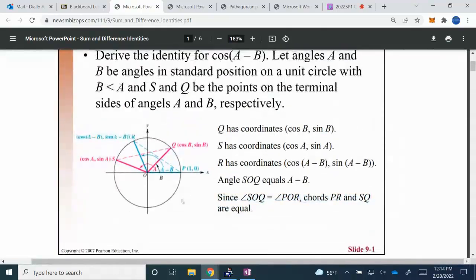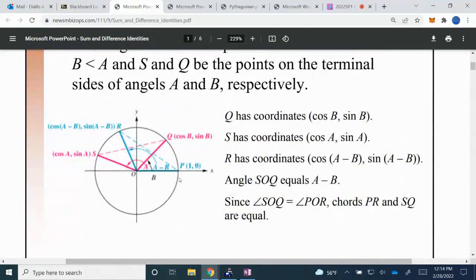So here's the setup. We have two angles. There is an angle A. Notice that all of our angles start along the positive x-axis. So here is the rotation for angle A. And then we have an angle B. So we have an angle A and an angle B. We also have an angle A minus B. The blue angle is the angle A minus B.